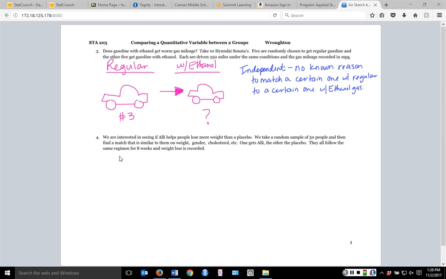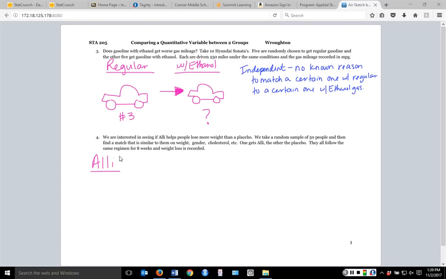All right, for number 4, we're interested in seeing if Ally helps people lose more weight than a placebo. So right there I'm already reading my 2 groups. I have my categorical variable of what they're taking, which is Ally or a placebo. I took a random sample of 50 people and found a match that is similar to them in weight, gender, cholesterol, etc. One will get the Ally and the other one will get the placebo. They all follow the same regimen for 8 weeks and we record their weight loss.